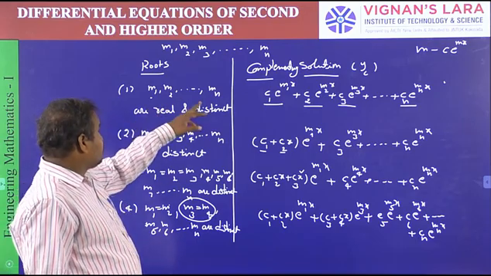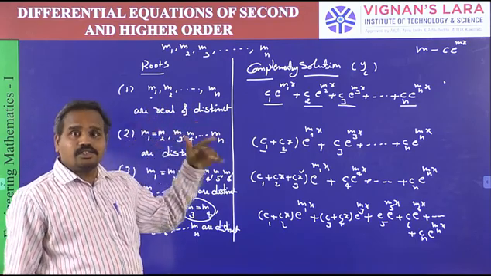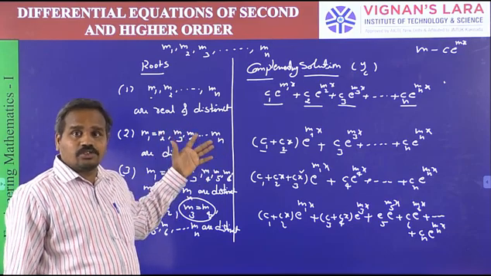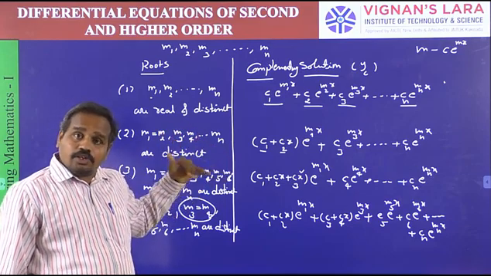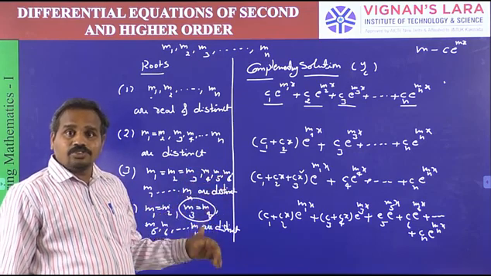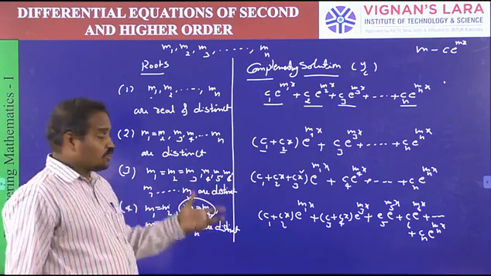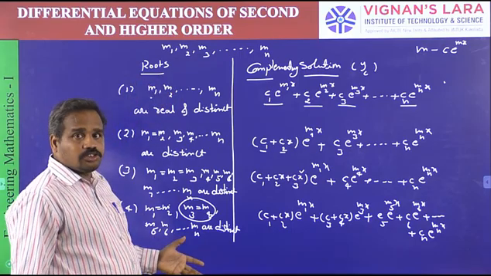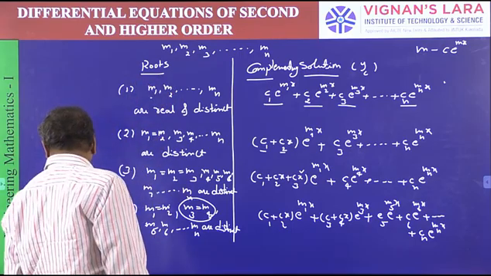Here I mentioned that these roots are real and distinct. These roots are real roots. There are two types of roots. What are those two types? One is real roots, another one is complex roots. Here I spoke about the real roots. Now we will go through the complex roots.